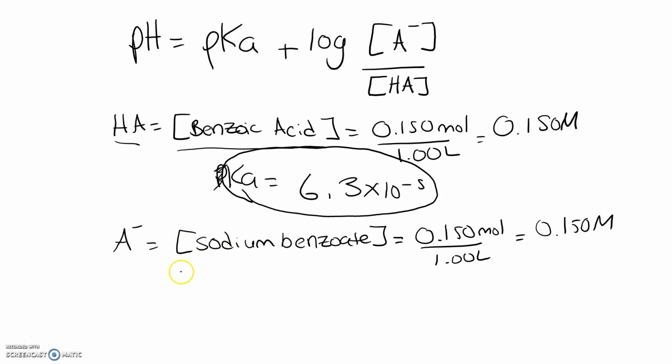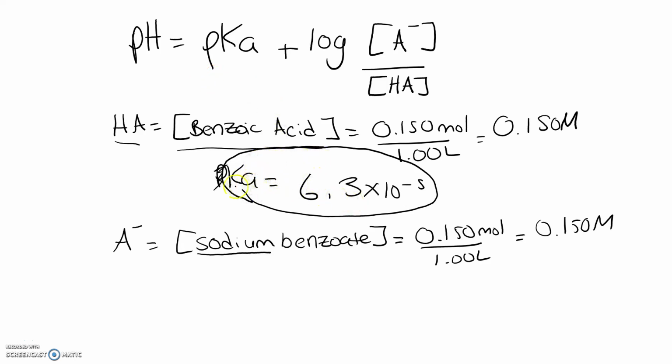Okay, in case you forgot why I'm able to treat the sodium benzoate 100% as being my A-, it's because sodium benzoate is an ionic compound, and when I put ionic compounds into solution, they dissociate 100%. Okay, so now that I know my concentration of A-, the concentration of HA, and I have my Ka, I can just plug it all into the Henderson-Hasselbalch equation.